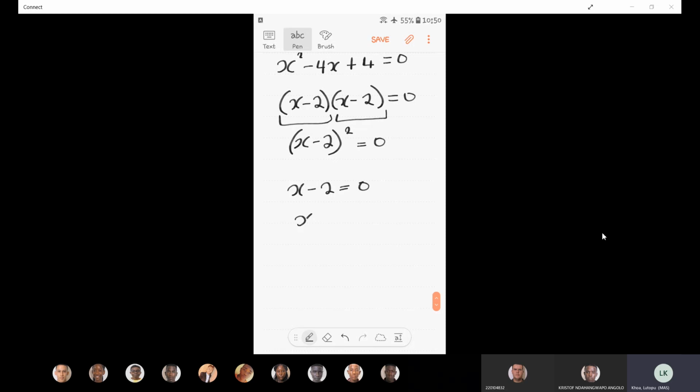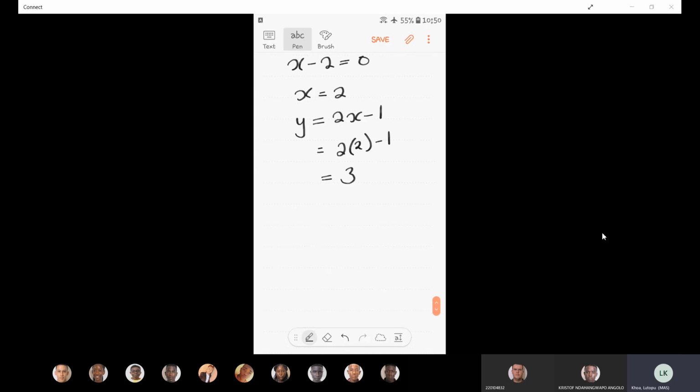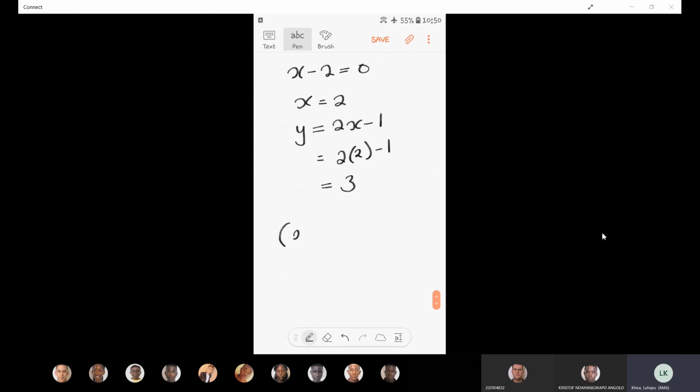Now we need to solve for y. Y, we said, is equal to 2x minus 1. So this is 2 times 2 minus 1. This is equal to 3. So here I have only one solution. So this is 2, 3. Or you can say it's two solutions, but it's repeated. Just like when we solve a quadratic equation and it's repeated, the same thing is true over here. So this one here is our only solution.